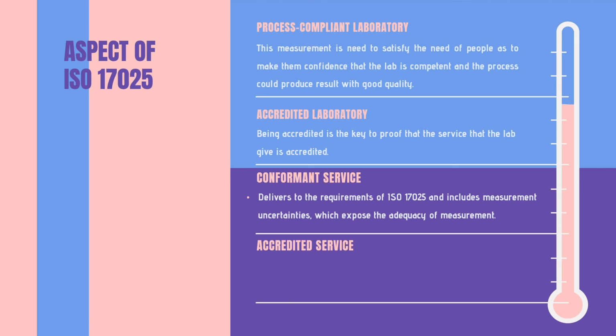The last aspect of ISO 17025 is accredited service. Every measurement is made using procedures that have been assessed by an external auditing body, and the audit process will have endorsed the measurement uncertainties listed on the calibration certificate. This provides the greatest level of assurance that the measurements are reliable.